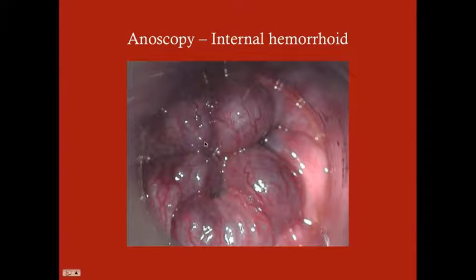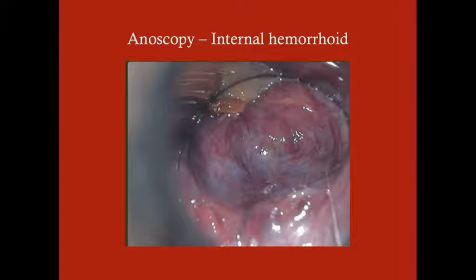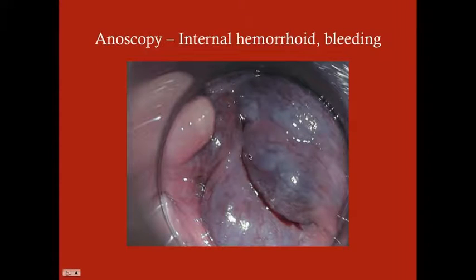So here's an internal hemorrhoid on anoscopy. Multiple hemorrhoids. And then here's another internal hemorrhoid. And another one, this one actually is actively bleeding.